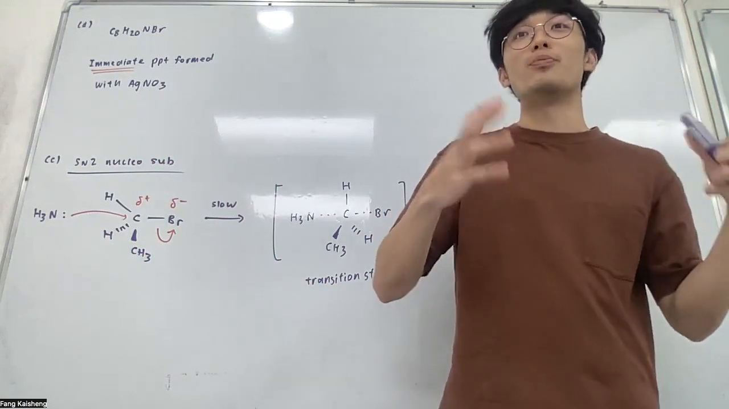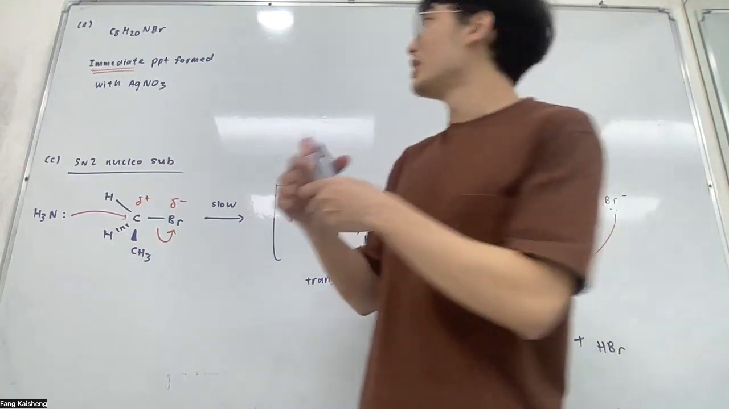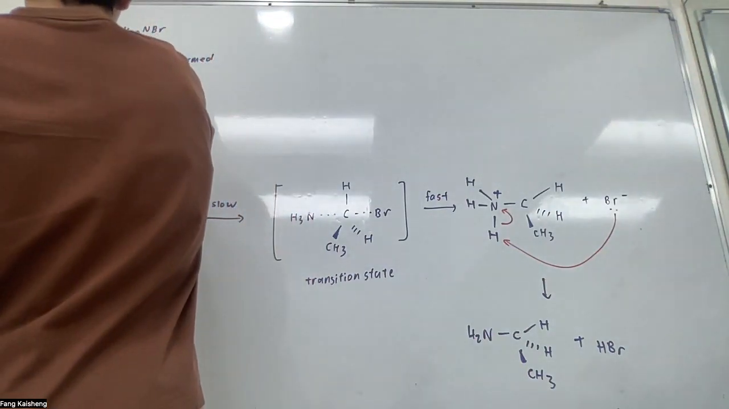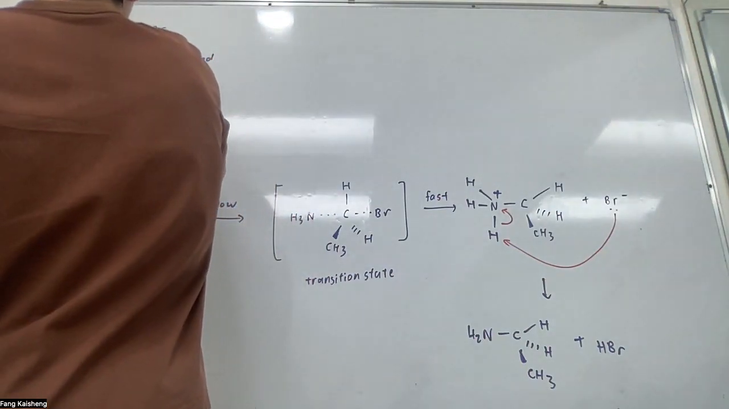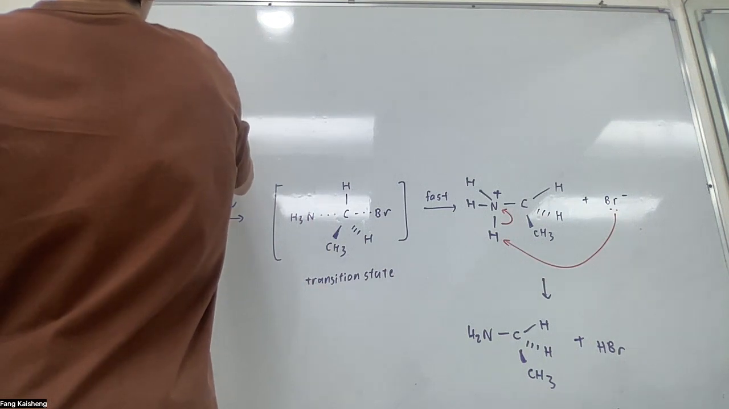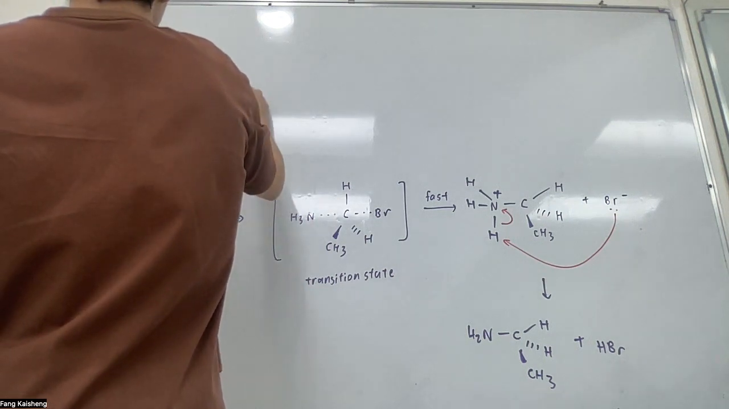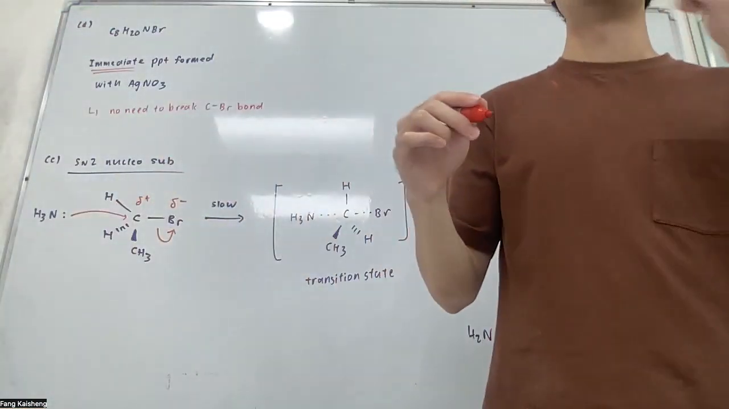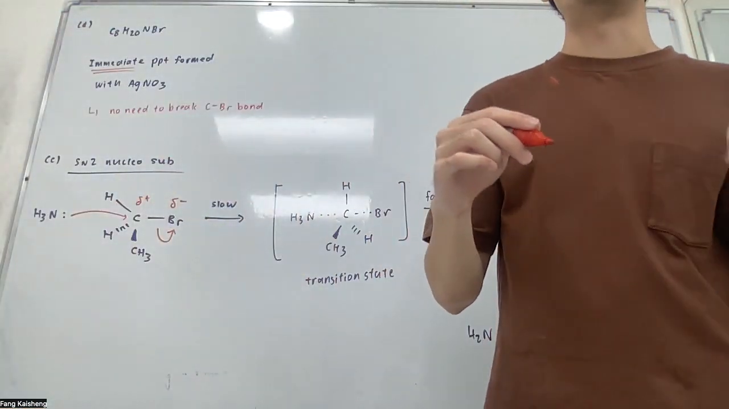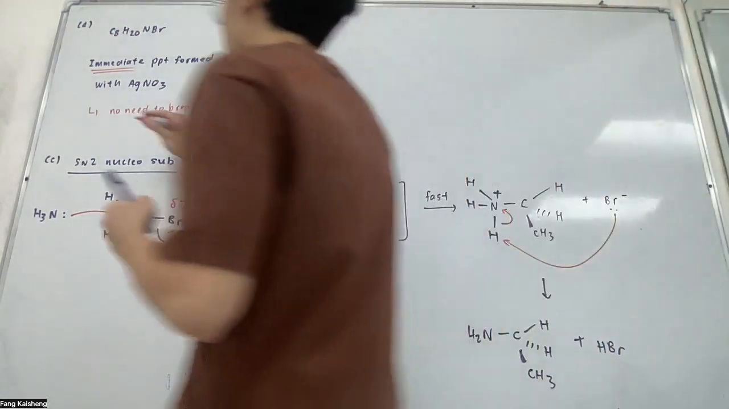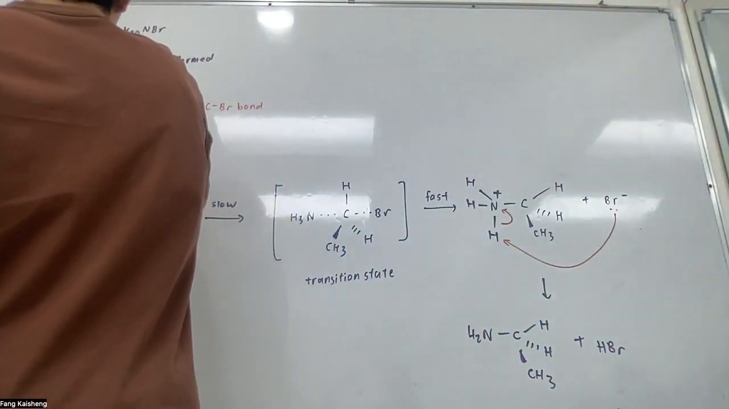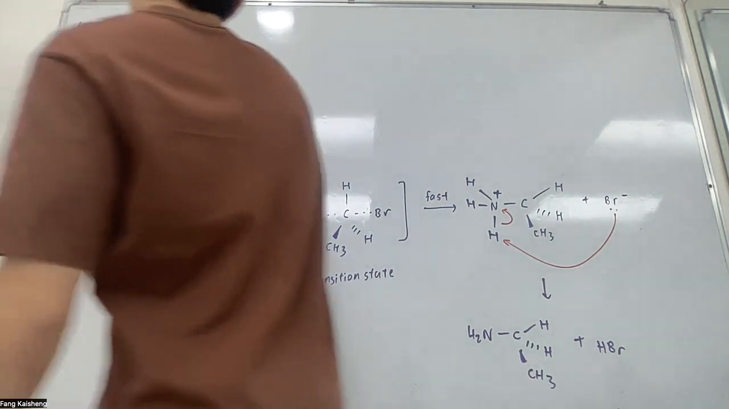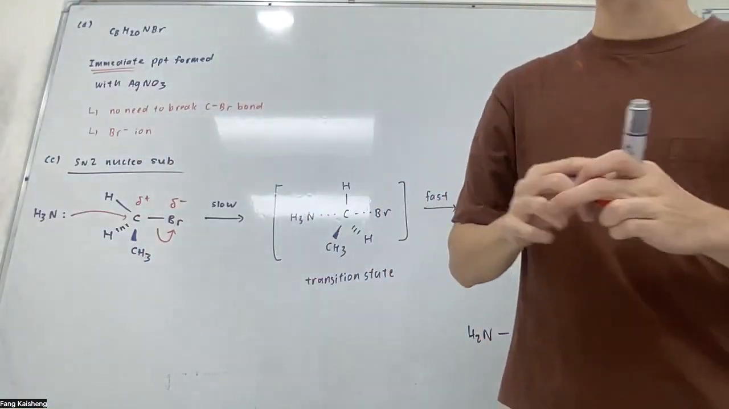You don't need to break any C-Br bond, right? So let's write it down again. If you can form an immediate precipitate, that means there's no need to create, in this case, a C-Br bond, because there isn't even a C-Br. That means the Br is now existing as what? It's already an ion, the Br minus ion. It is already part of the compound. Can you see that?